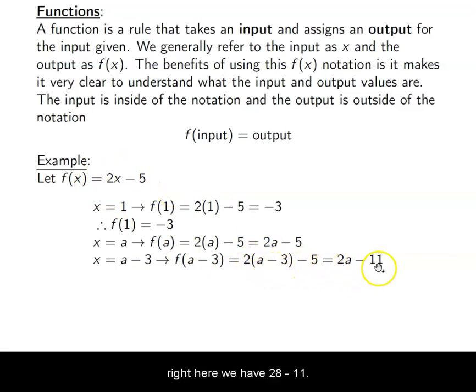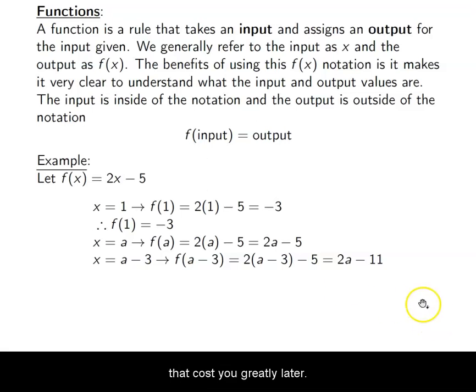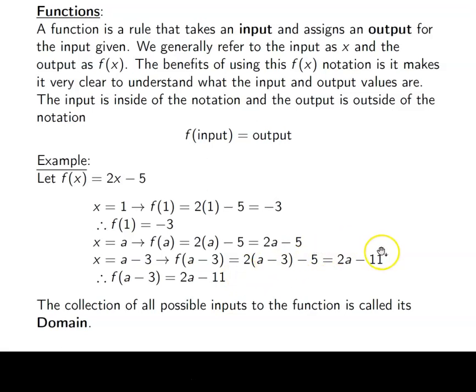Here we would have 2a minus 11. If I did not use parentheses, I would have 2a minus 8, right? Which is not the same thing here. So that's why using parentheses, especially when you're plugging something in, is extremely important. Just get into the habit. It will keep you from having minor mistakes that cost you greatly later on, right? So again, if I'm plugging in a minus 3, I'm going to have an output of 2a minus 11, right?